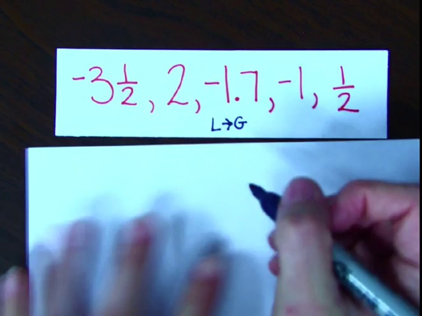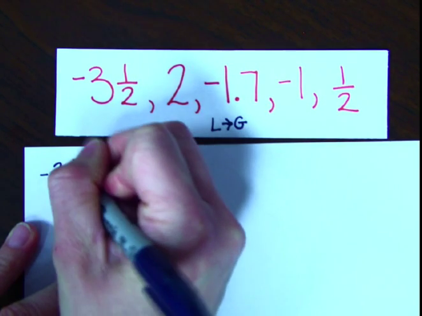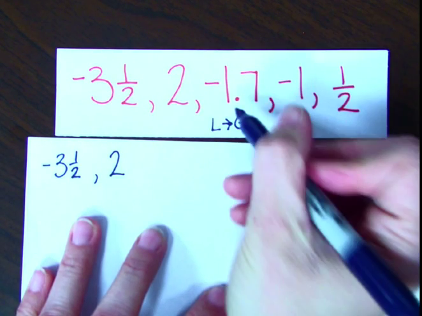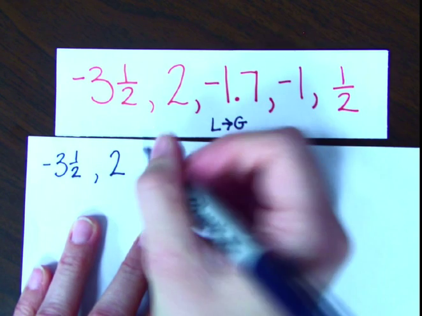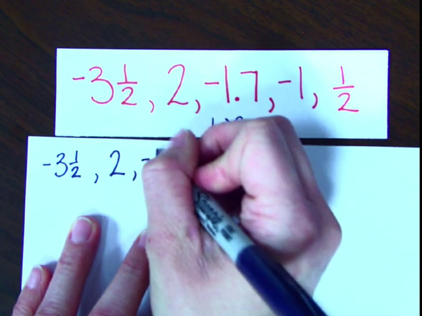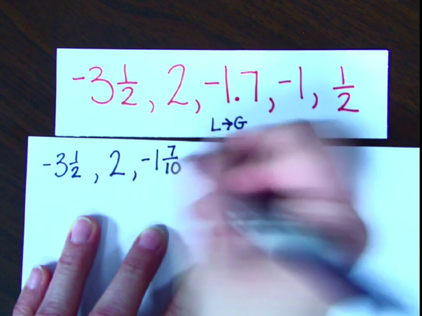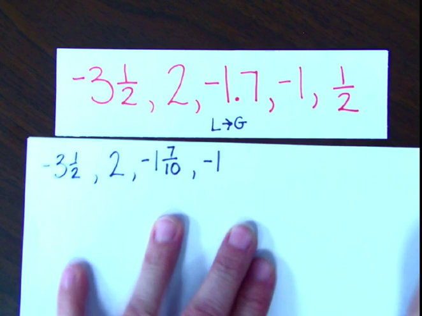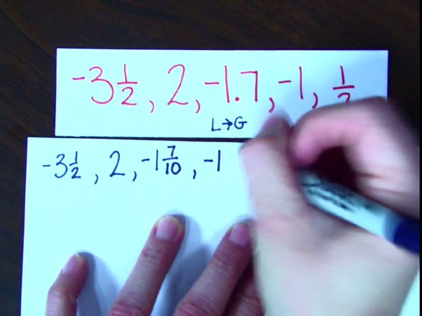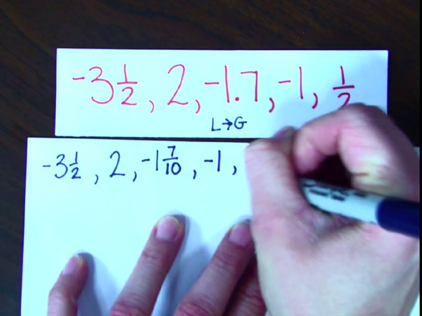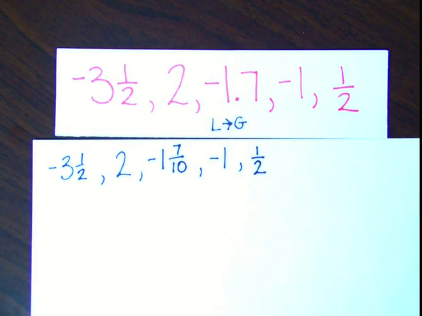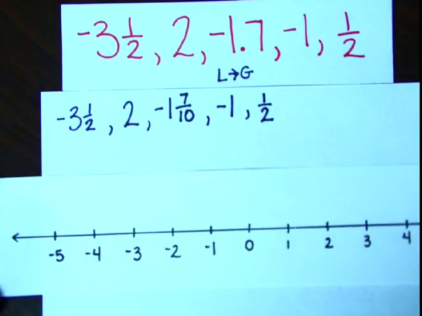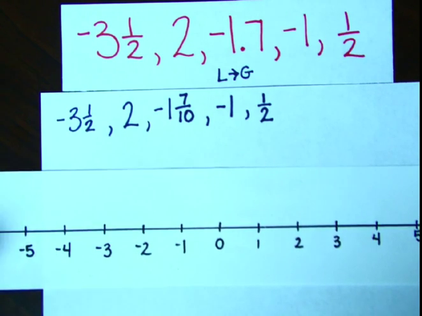Okay, so I'm going to keep negative 3.5. I'm going to keep my 2. I'm going to change my negative 1 and 7/10 into a fraction. So I have negative 1 and 7/10. And I'm going to keep my negative 1. And I'm going to keep my 1/2, positive 1/2. All right. Now remember, we need to place these on a number line. And then we can compare left to right, least to greatest.